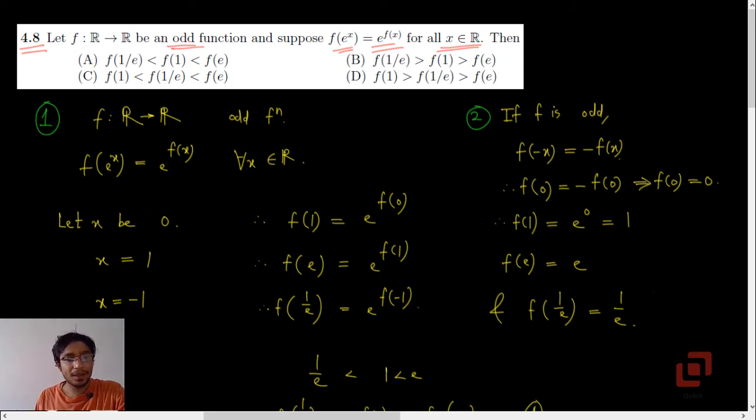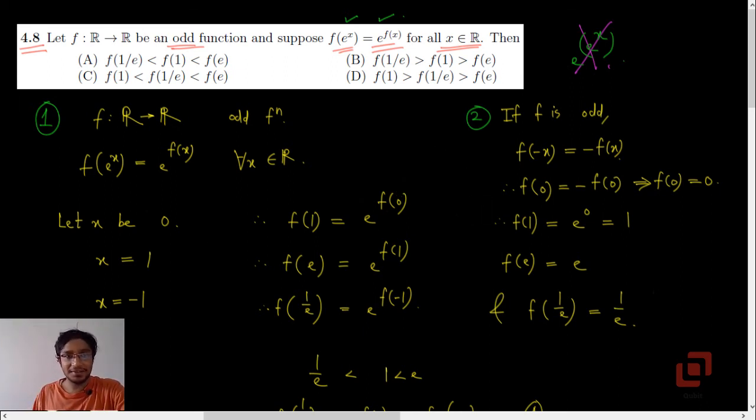Now I actually tried to come up with the definition of the function f, but I did not succeed. So I thought of considering the function e to the power x, but that is not the correct choice, and definitely it is not an odd function. So unfortunately I had to reject this and go with the standard method.